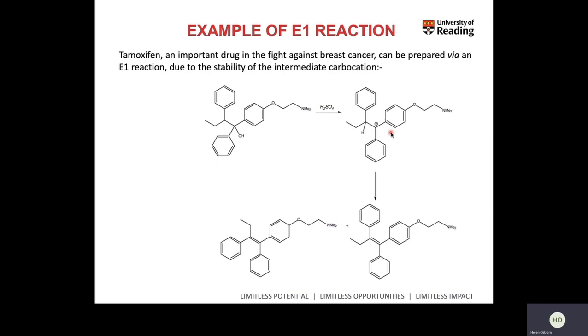So it's E1 because we get loss of the leaving group in the rate determining step. In the second step, our base would pull off the hydrogen, push the electrons in to make the alkene. So it's a perfect example of the E1 reaction in practice because we're losing our leaving group in the first rate determining step. We're making a stable carbocation, and then loss of the hydrogen from that gives us a mixture of our E and our Z alkenes, and that's the structure of tamoxifen, which can be used in the treatment of breast cancer.